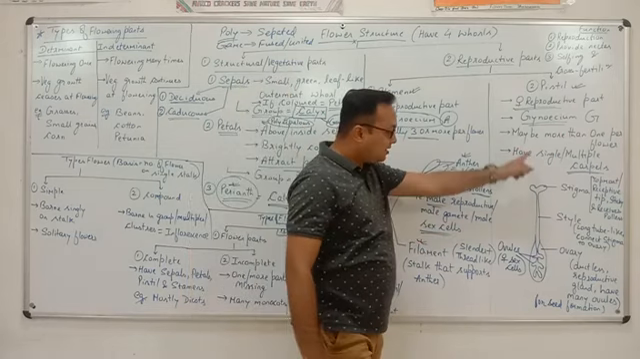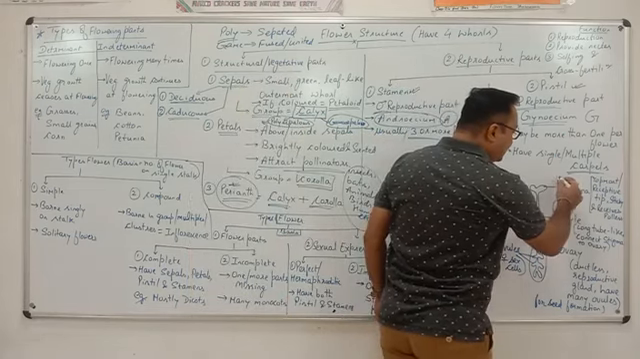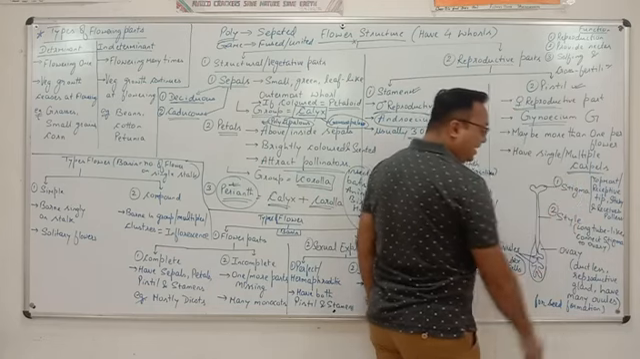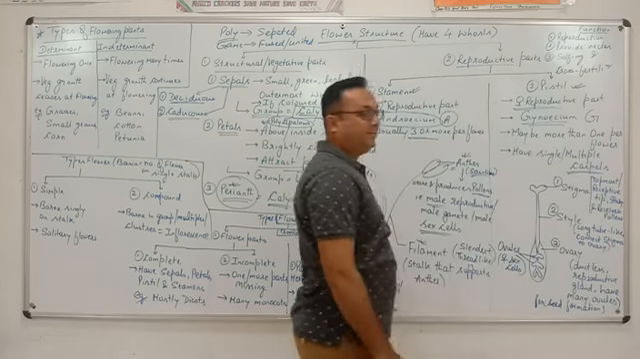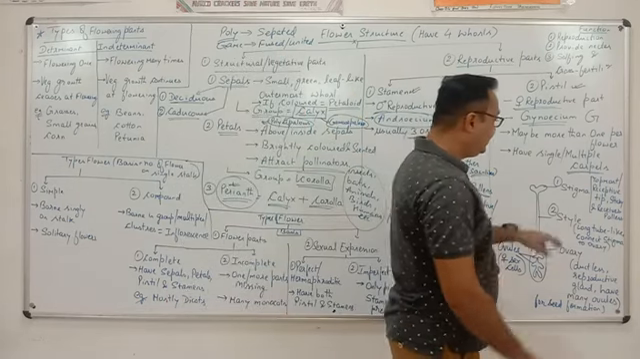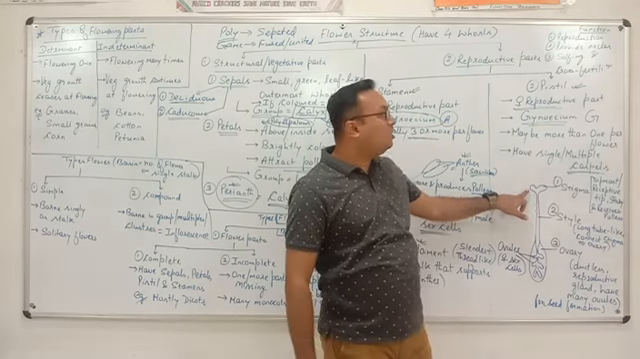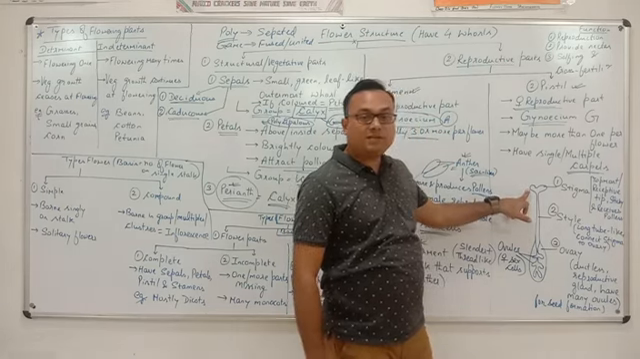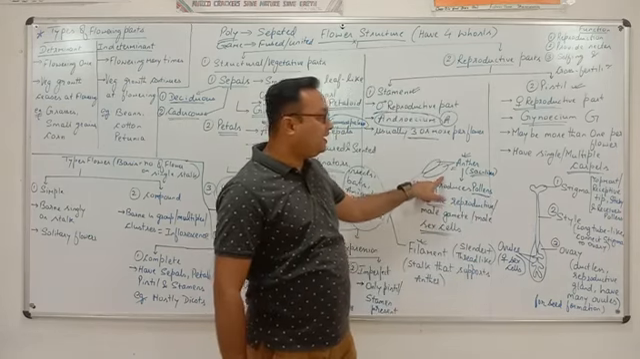This pistil contains 3 parts. First part is stigma, second part is style, and third part is ovary. Stigma is majorly the topmost part. It is the topmost part of the gynoecium or pistil, and it is the receptive and sticky part which receives the pollens which come from the anthers.